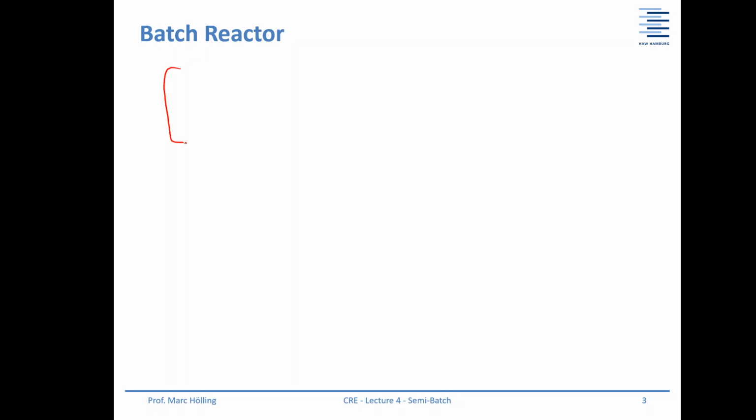So a batch reactor is just something like this. You have here your reactor. In the beginning you put in your educts. And then your governing equation would be something like dc1 over dt is equal to minus r. And here component 1 is an educt. That's why we write the minus sign here.